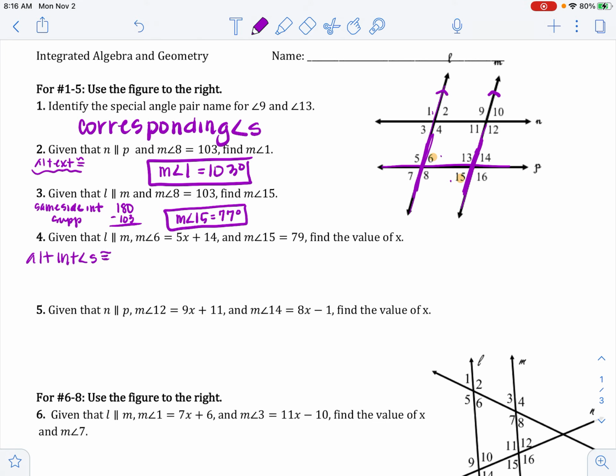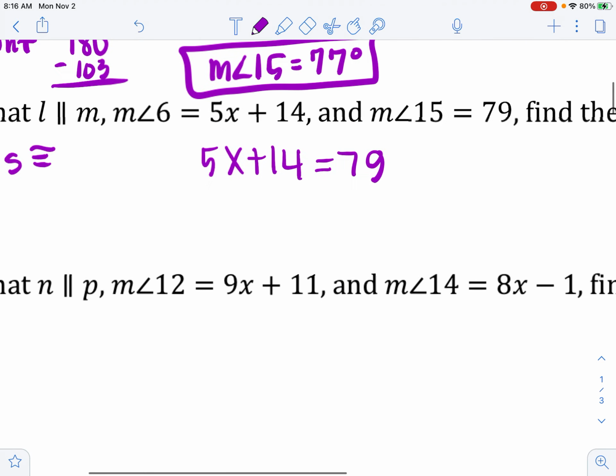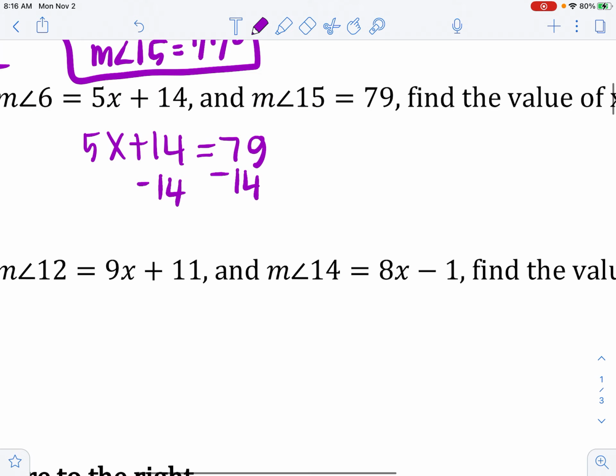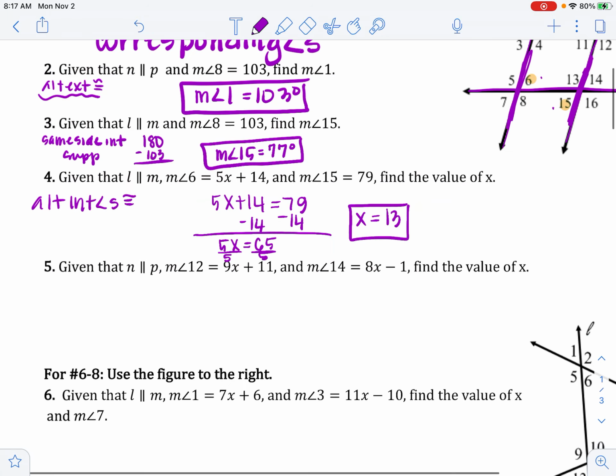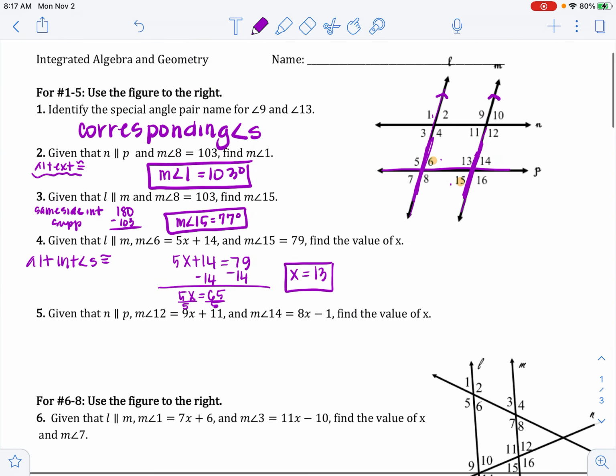We know alternate interior angles are congruent. So I know that if they're congruent, I can set them equal to each other. So I'm going to do 5x plus 14 is equal to 79. And now I just have to solve for x. So subtract 14 from both sides. I get 5x is equal to 65. And then divide by 5. And I get x is equal to 13.